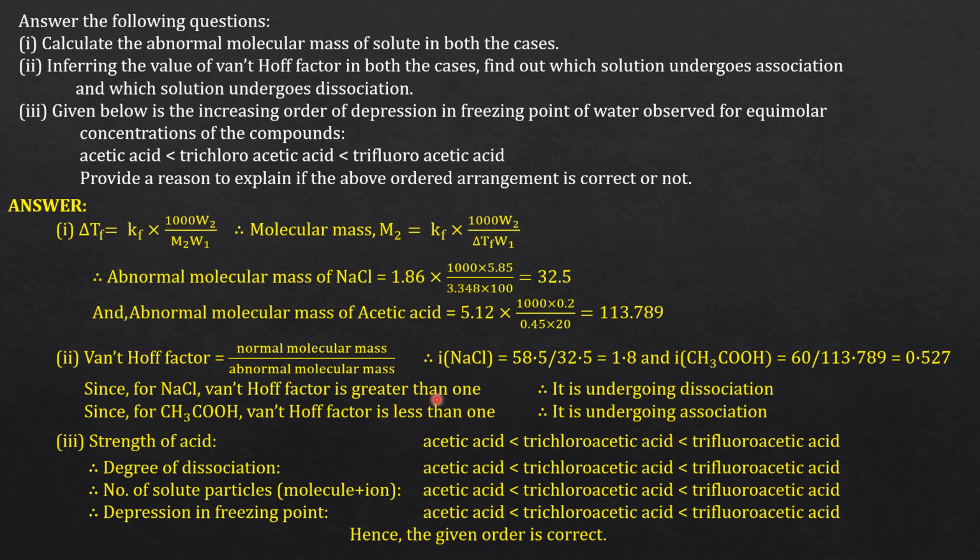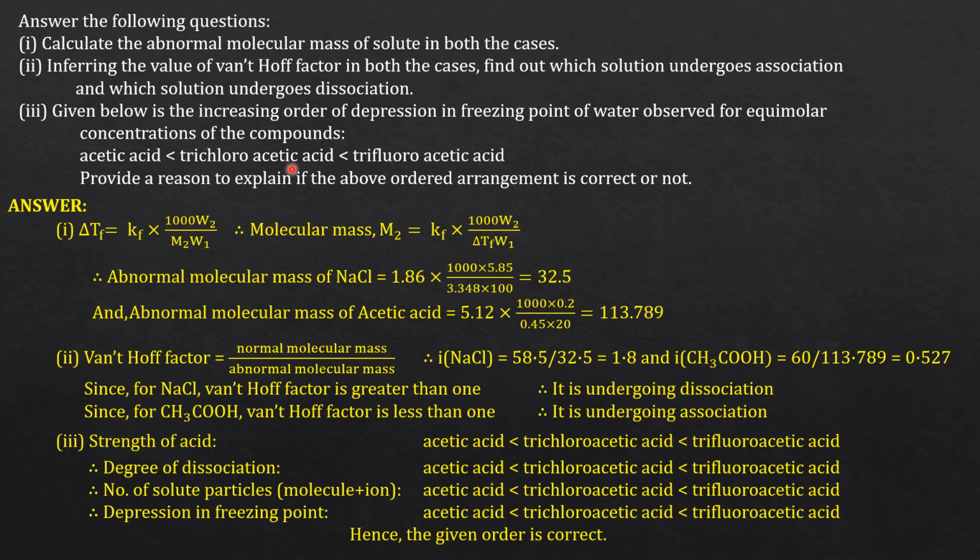Now we know that if i is greater than 1, it is dissociation. If i is less than 1, it is association. So from here you can say NaCl is undergoing dissociation here, and in benzene medium, the acetic acid is undergoing association. You know the reason, because of intermolecular hydrogen bonding.